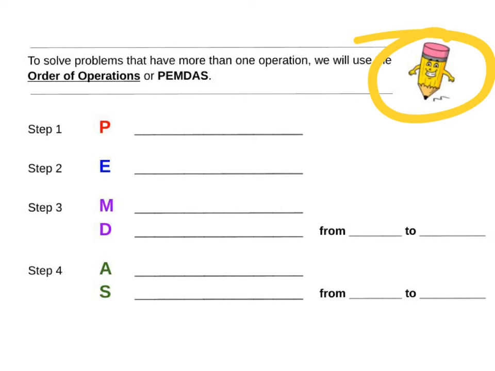To solve problems that have more than one operation, we need to use what's called the order of operations, or PEMDAS, which is an acronym that includes all the different things that you might find in a long math problem. P stands for parentheses. You want to write that down.